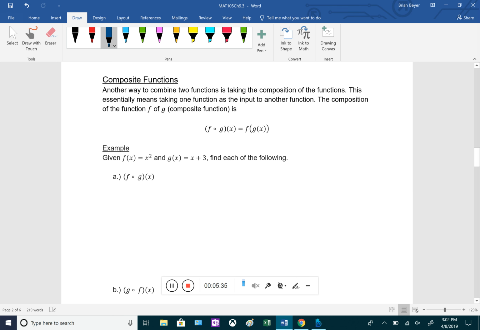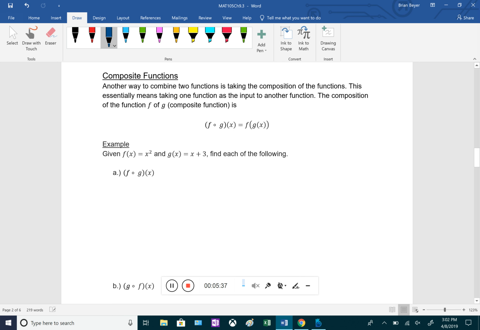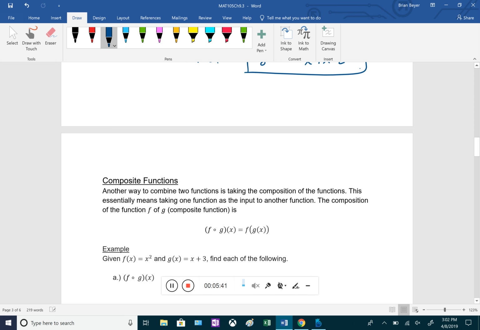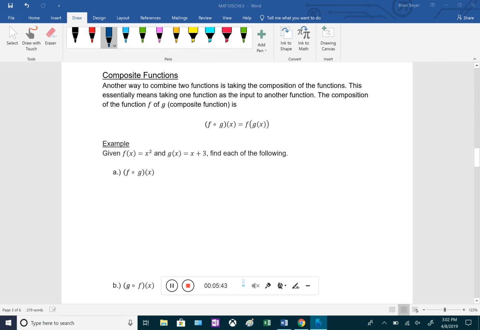Now for something new is composite functions. This is going to be another way to combine two functions. What we're going to be doing is essentially taking one function and plugging it into the other function. So one function is going to be the input to another function. Okay, so the notation we're going to be using is the composite, or the composition of f of g, is going to be written like this.